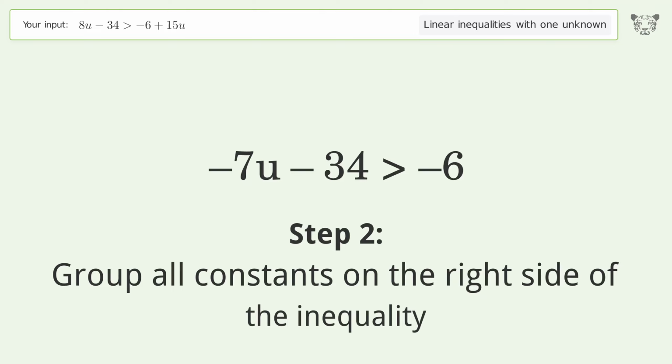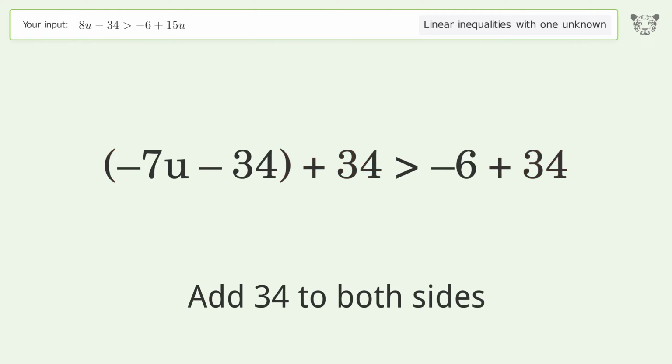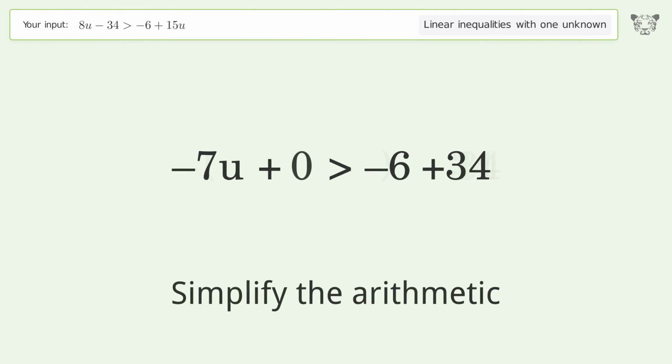Group all constants on the right side of the inequality. Add 34 to both sides. Simplify the arithmetic.